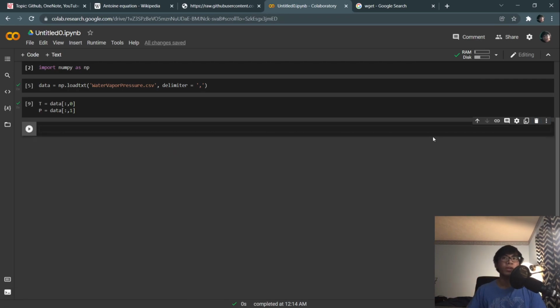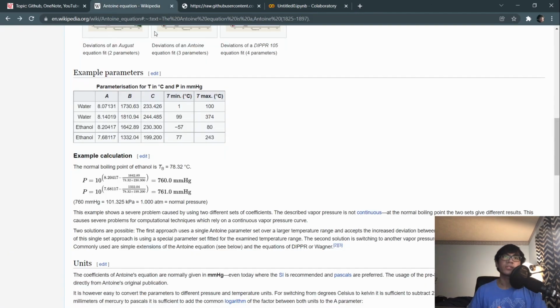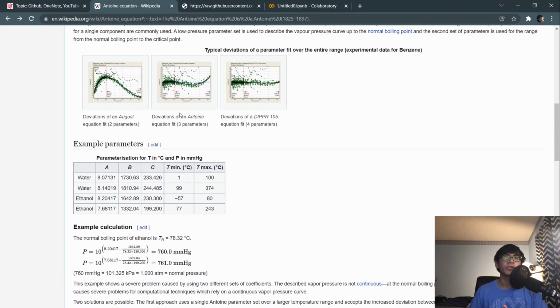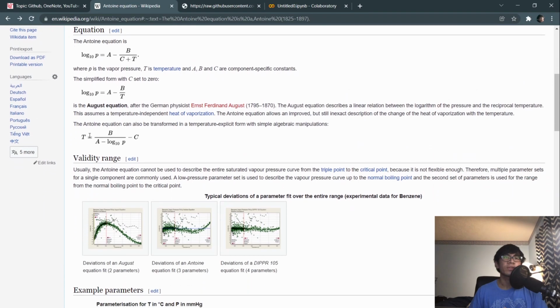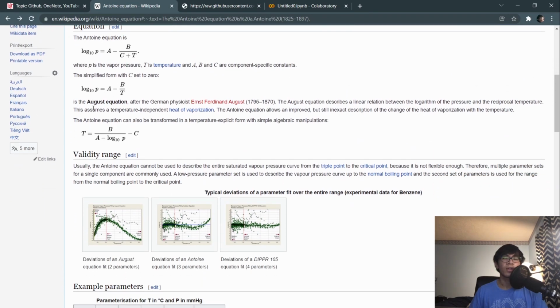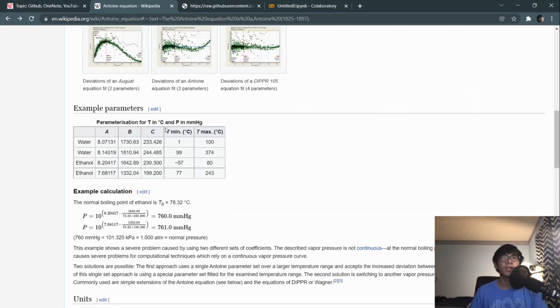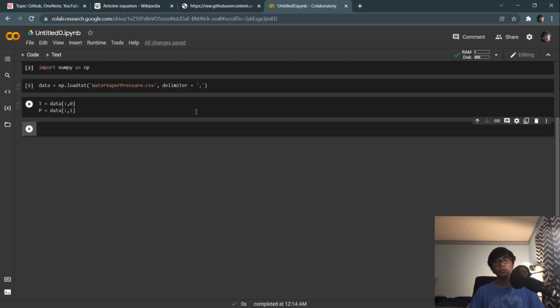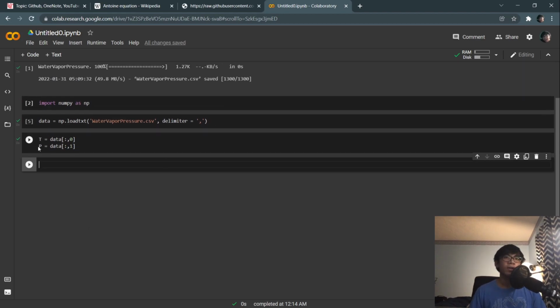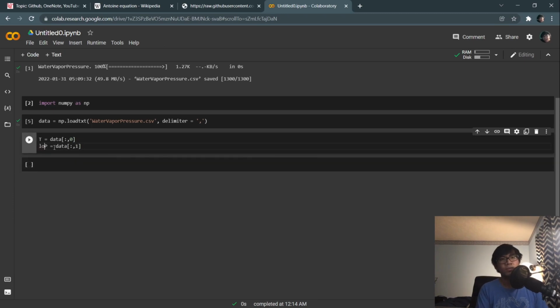Cool, but the pressure isn't exactly what we want from the Antoine equation. If you actually look at the Antoine equation, what is it? Well, let's find it. It is the log base 10 of P. And that's what we want. Log base 10 of P. All right, cool. So how do we do that? Well, we have numpy, and might as well just change this variable name to log base 10 of P while we're at it.